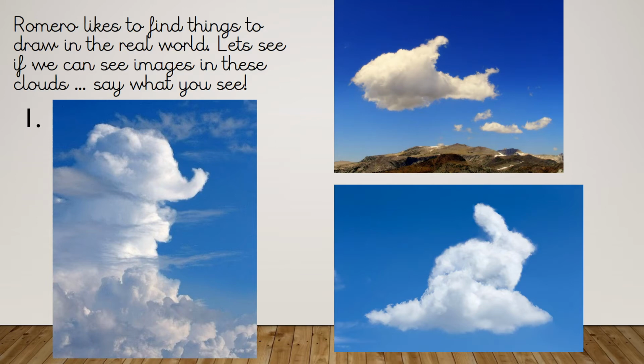Number 1, what did you see? I'll tell you what I saw. I think I can see a baby elephant with his trunk up into the sky. What did you think number 2 was? I think I can see a fish or a baby shark in that cloud. And finally, number 3. What do you see? I see a bunny rabbit riding on a cloud.